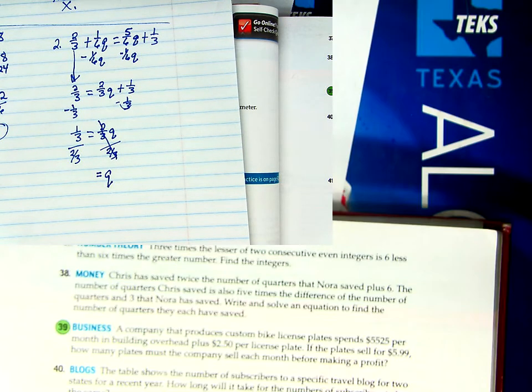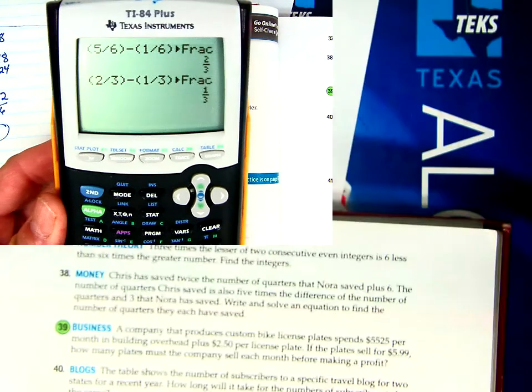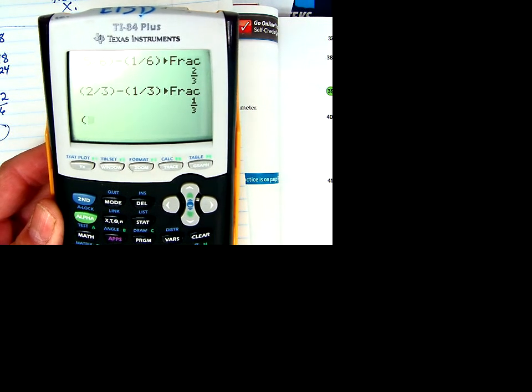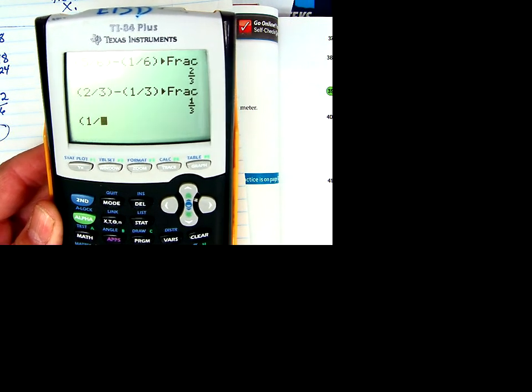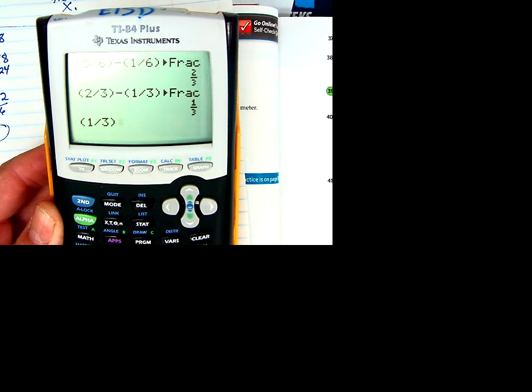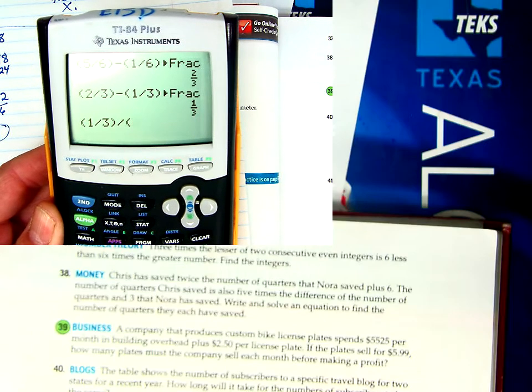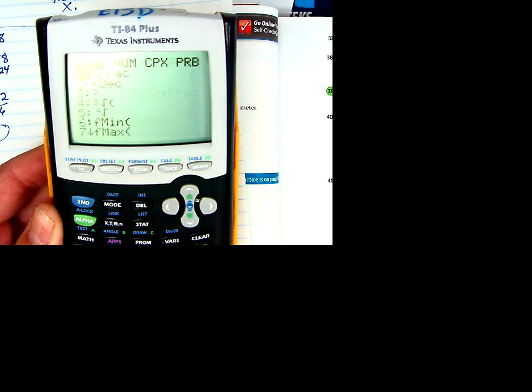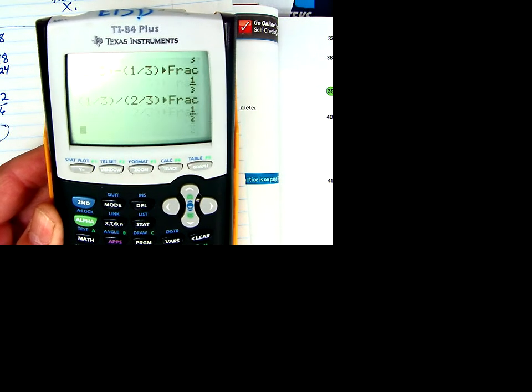And we pick our calculator up, and we do it just like we would read it, except the parenthesis part. 1 divided by 3 divided by 2 divided by 3. Math, enter, enter. 1/2.